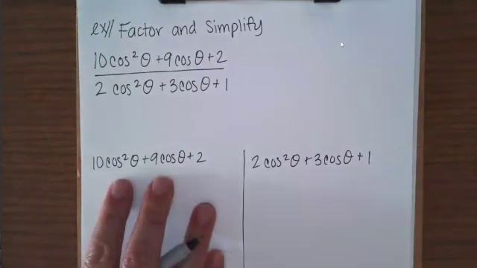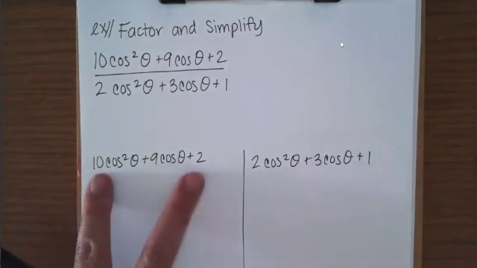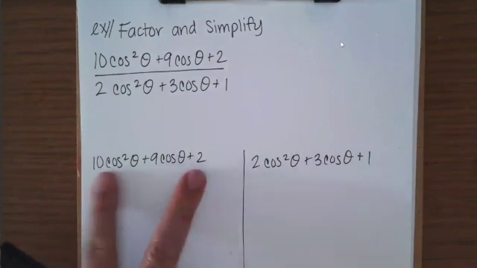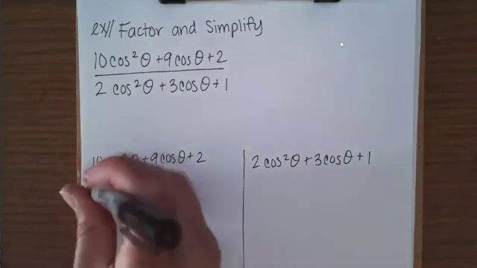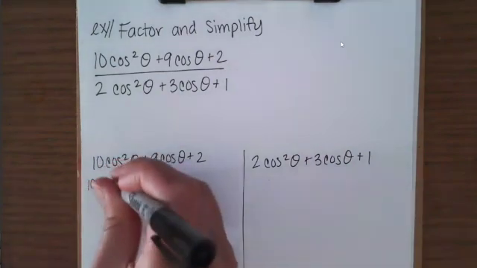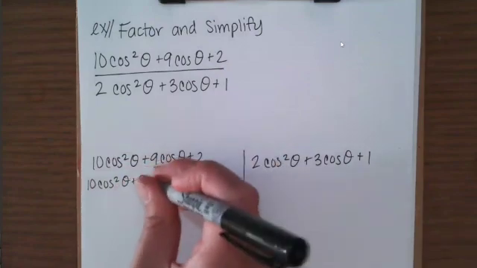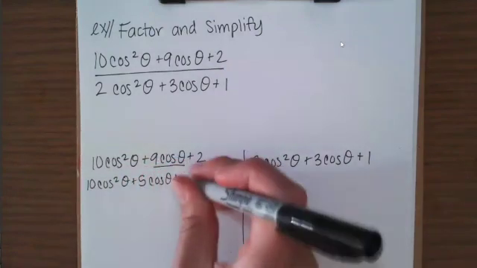All right, so first one here, you're welcome to factor this with whatever method you like. The method I like is factoring by grouping. In factoring by grouping, I'm looking for two numbers that multiply to 2 times 10, which is 20, and add up to 9. So they have to multiply to 20 and add up to 9. Those numbers are going to be 5 and 4. So what I do is I take this middle term and I rewrite it as 5 cosine theta plus 4 cosine theta.